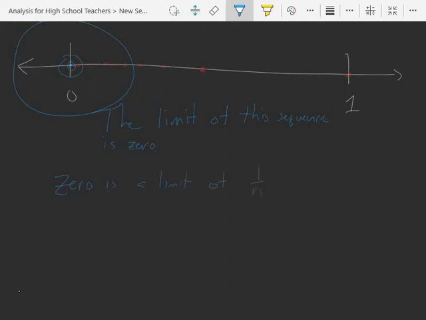Of 1 over n, this sequence here, n equals 1 to infinity, since every neighborhood of 0, no matter what the radius is, every neighborhood of 0 contains points from the sequence. Okay. Let's actually prove that.